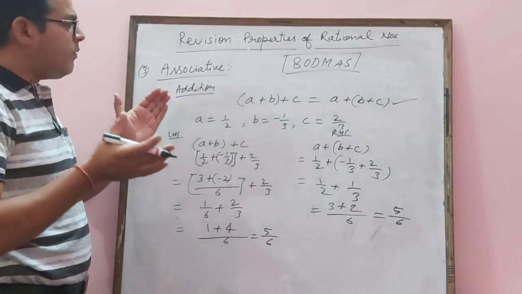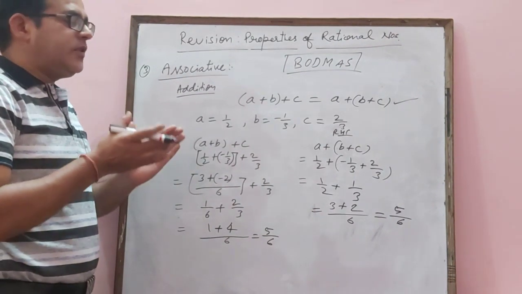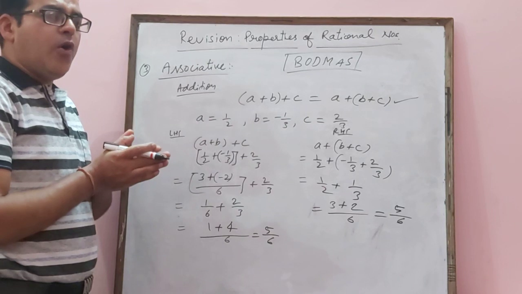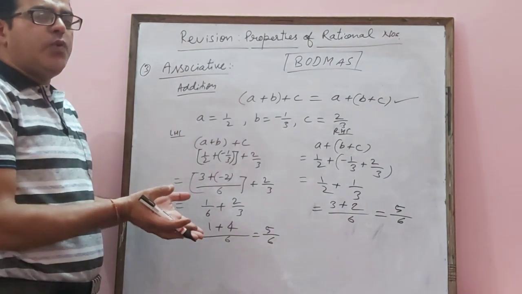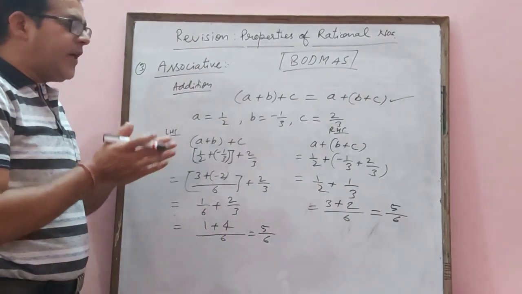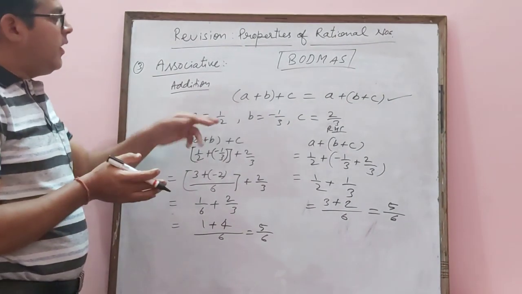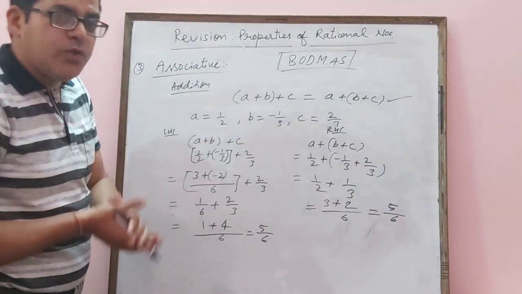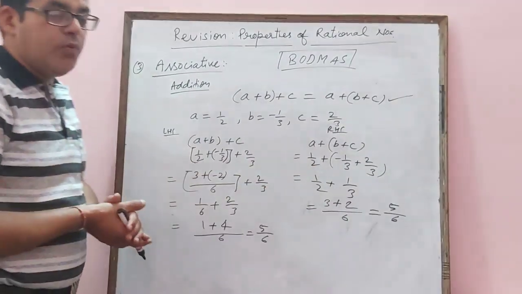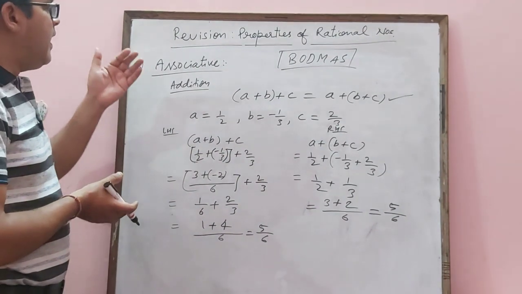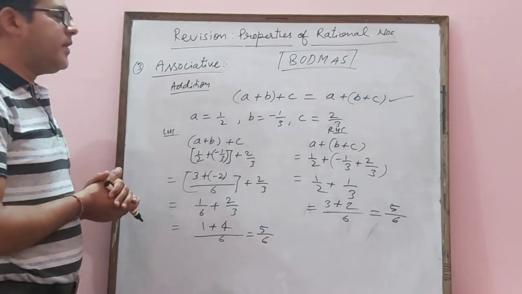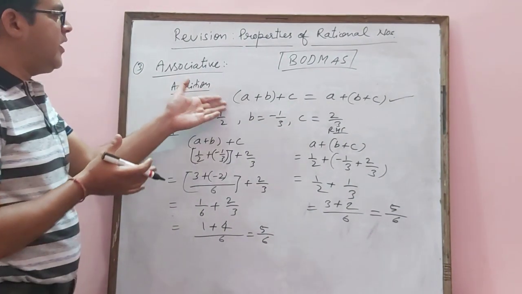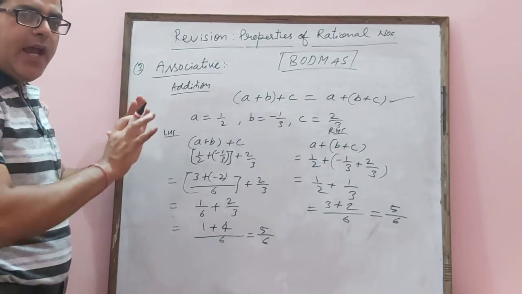It means while adding three rational numbers together, we can make group of two numbers. Any of the two numbers we can make as a group. We can add any of two numbers first. Here we are adding A and B together, and the second case we are adding B and C together. Result is same in both the cases. So we can say that addition of rational number is associative. It fulfills this criteria. It means we can add any of the numbers first.